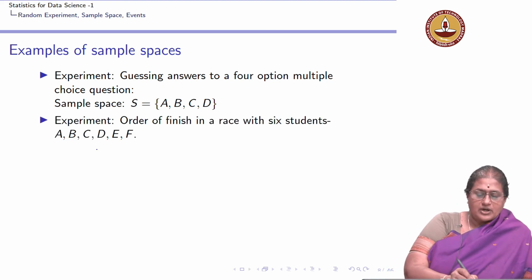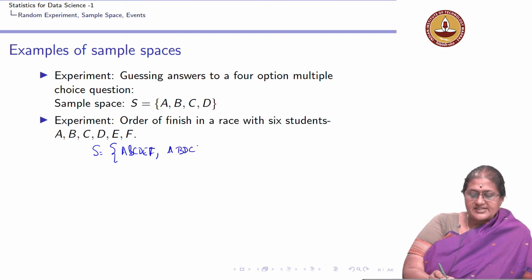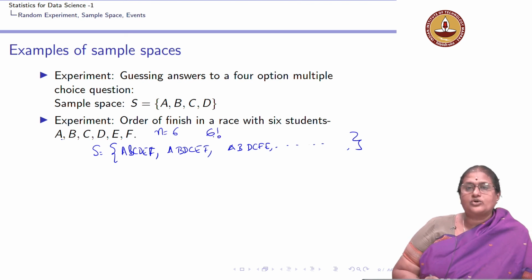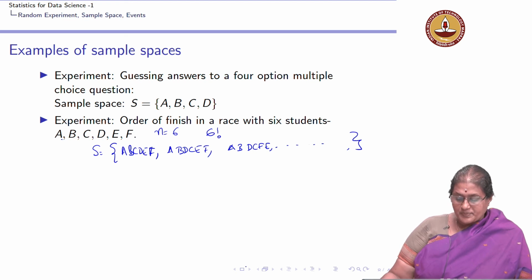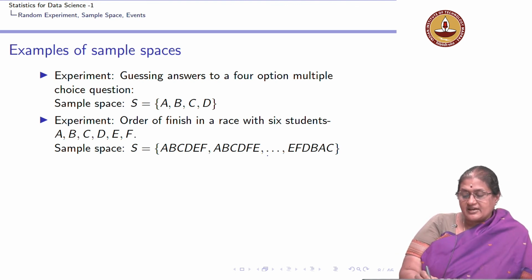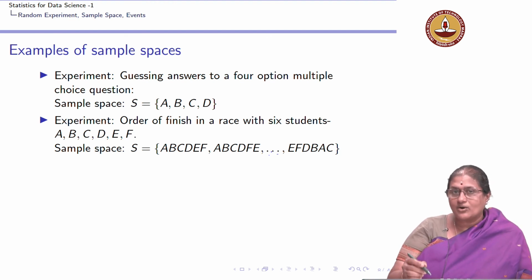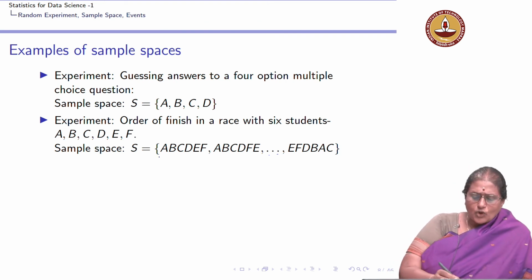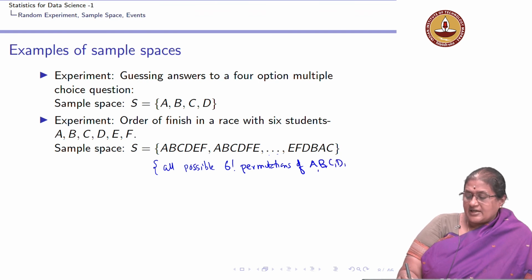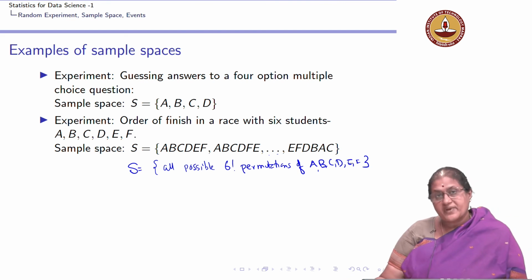For order of finish, my sample space is going to be A, B, C, D, E, F, which is one order of finish. A, B, D, C, E, F is another order of finish. A, B, D, C, F, E, and so forth, all possible, and I know my n is equal to 6 here. So, I have 6 factorial permutations which are possible. My sample space is going to have a total of 6 factorial elements, which I can represent as A, B, C, D, E, F and so on. These dots represent all the others, as I am not listing all the 6 factorial elements here. Or I can write it as all possible 6 factorial permutations of my A, B, C, D, E and F, which form my sample space in this case.